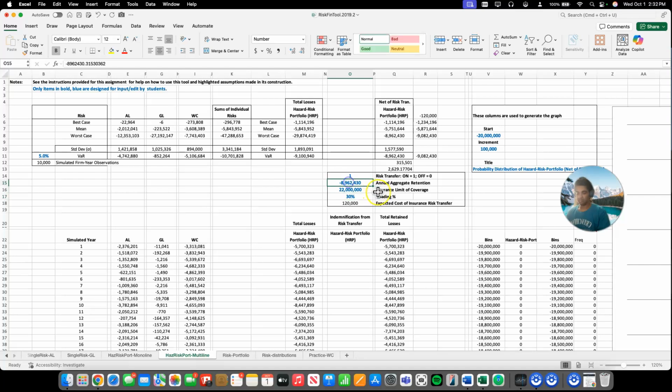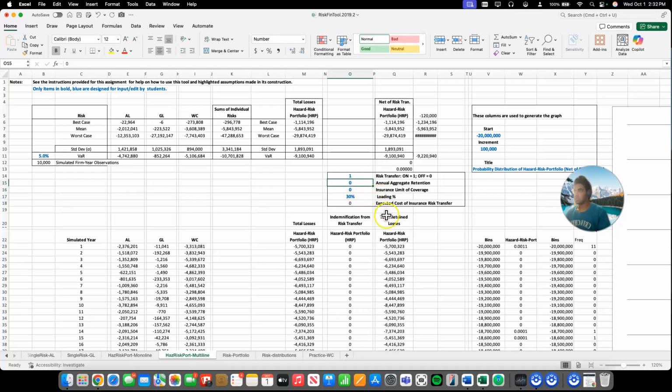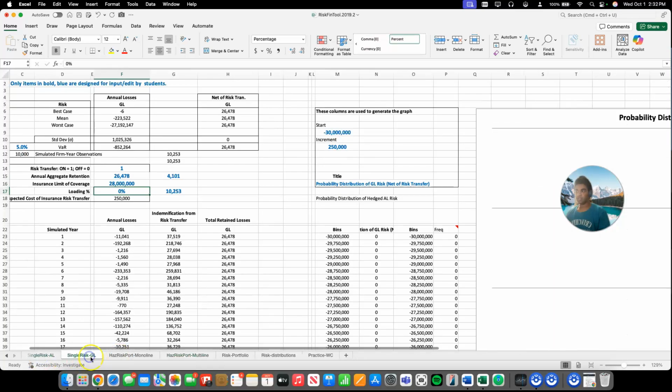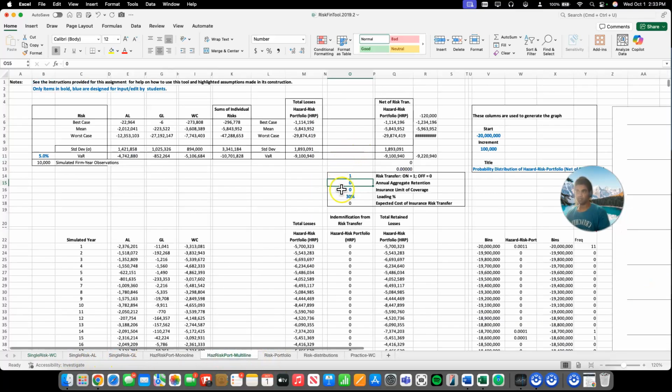All you got to do is turn these to 0, 0, just keep that, and you can see that I've done some computations here on the side. Don't worry about that just yet. But basically, it's just like how we were doing single risk auto liability, general liability. I think there was a workers' comp here as well. It's the same as these three, just doing it here.